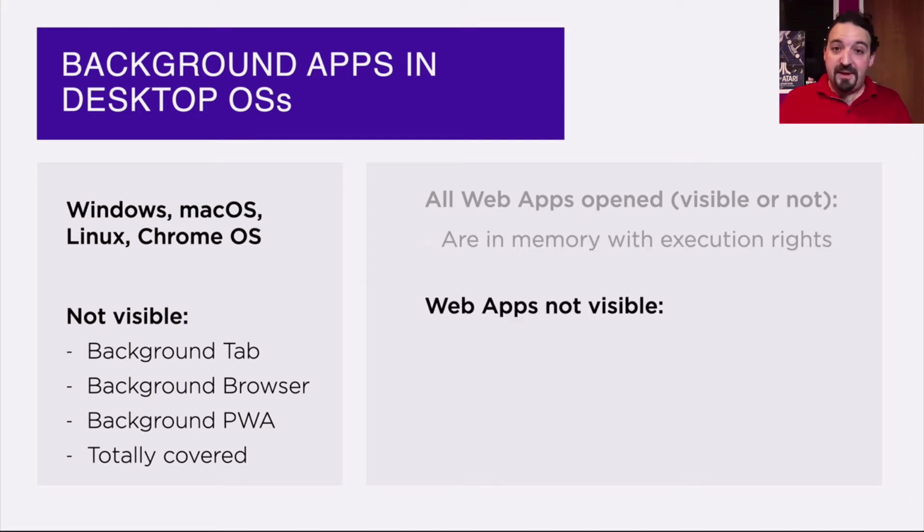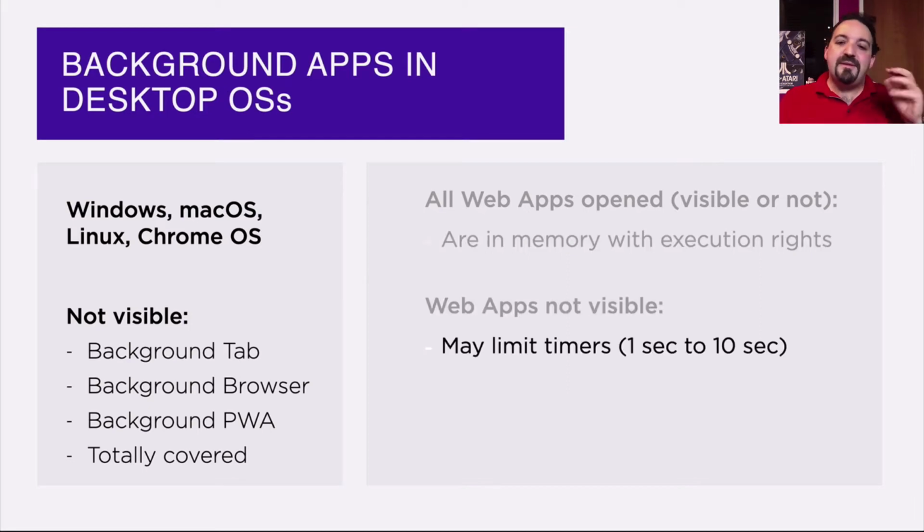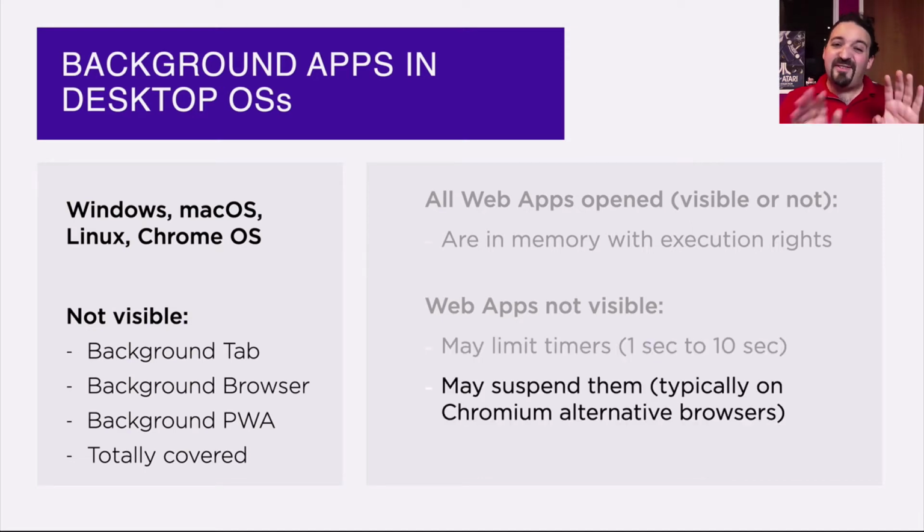But when they're not visible, there will be some limits on the timers, so some throttling on timers from 1 to 10 seconds. And also some situations might also suspend them. In that case, no timer execution will happen.